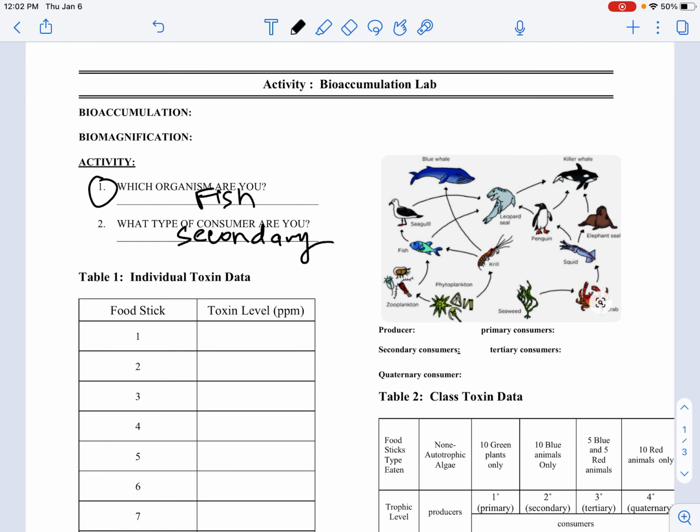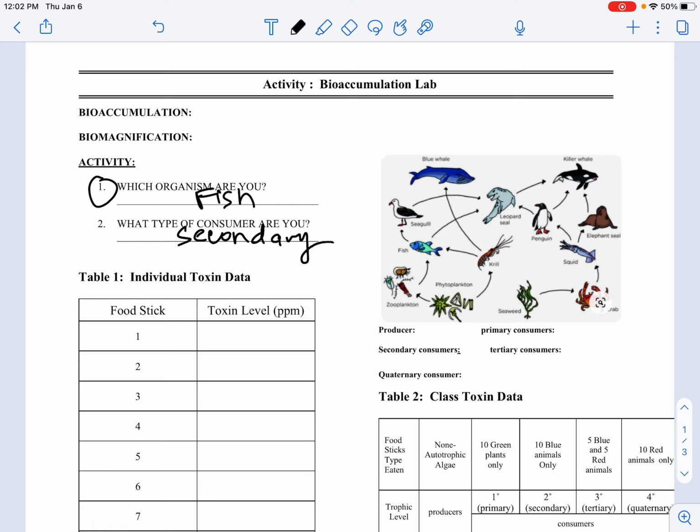Now, it tells you what you eat. In the back, I have some beakers: green beakers, red ones that are really pink, and blue. Malika, what do you eat? What kind of colors? Blue. So Malika's going to come over to blue and pick up 10. You eat red, right? You're going to pick up 10 from red. Is there anyone that has both blue and red? You're going to get 5 from red and 5 from blue. Go ahead and get what you get.